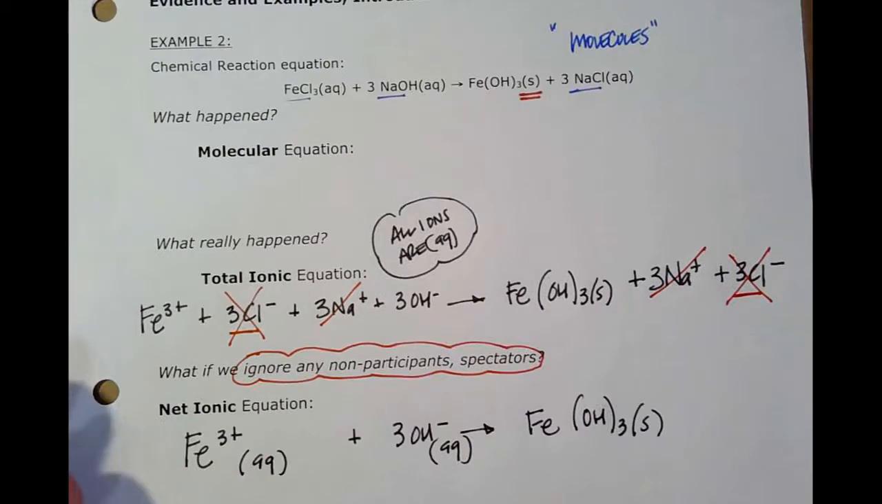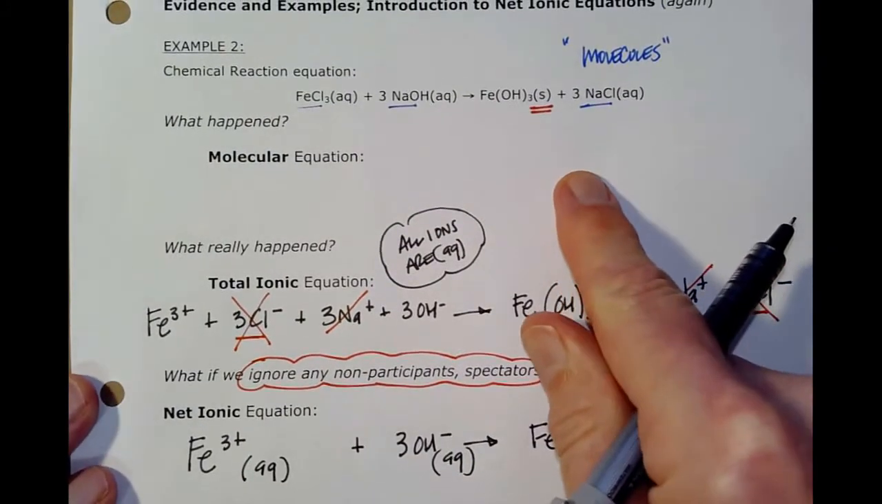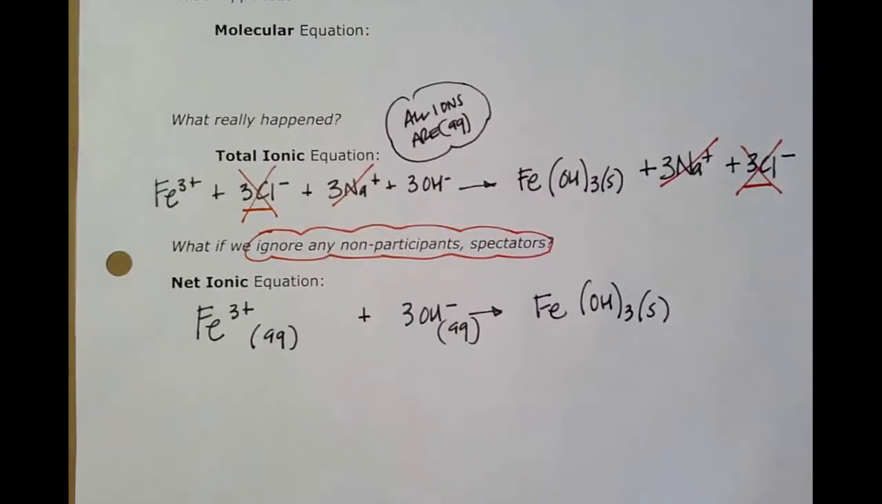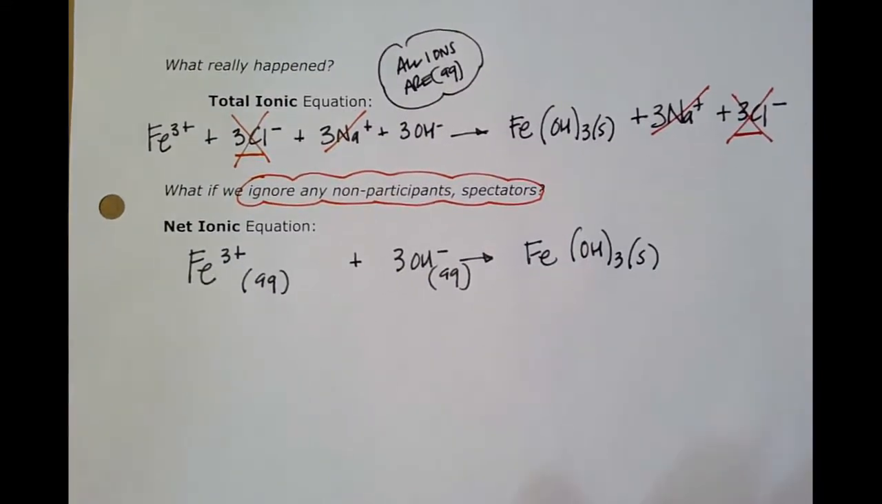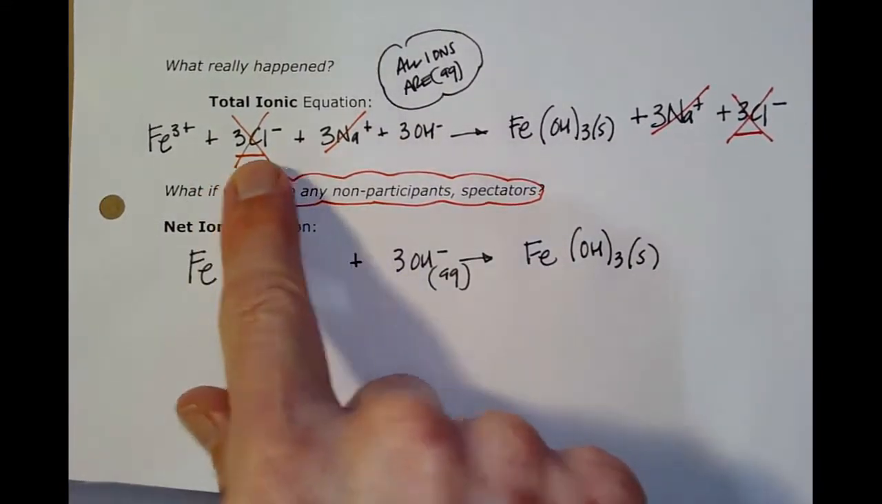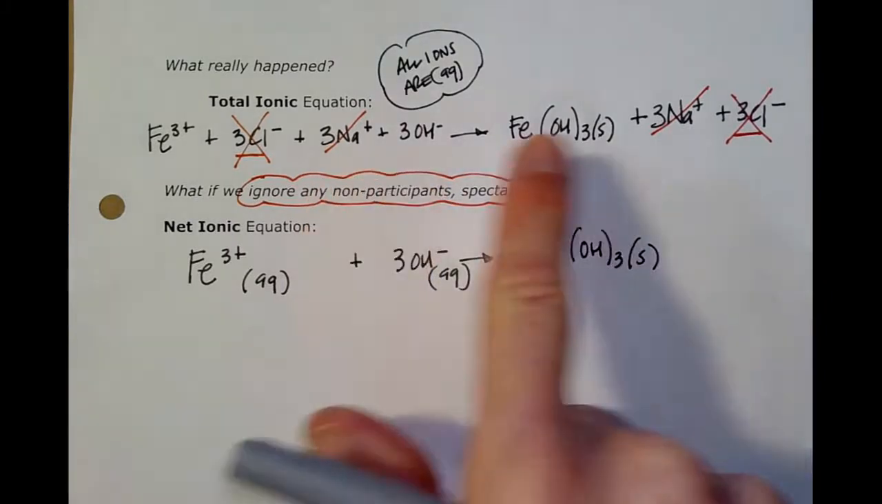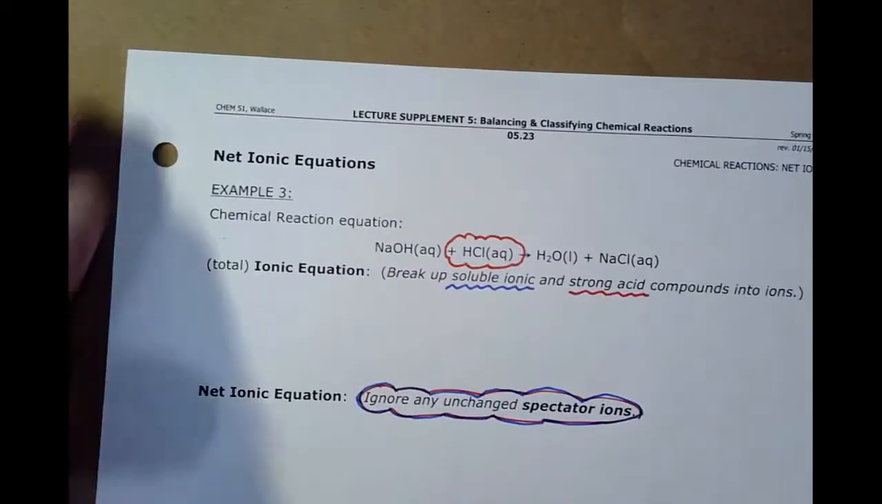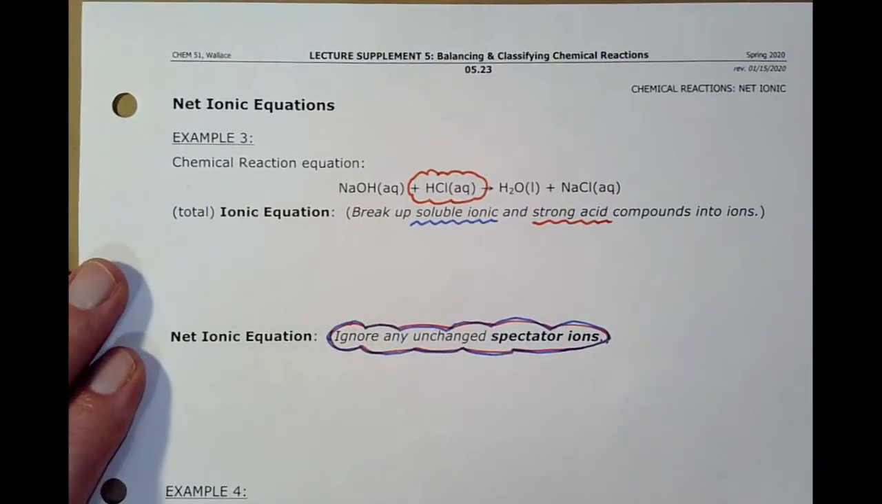So there we go. Molecular equation, it's balanced. I've got all the phases. Total ionic, I break up soluble ionic compounds. Net ionic is ignore anything that was unchanged. You can think of it as algebra. 3x, 3x. 3y, 3y. When they're the same on both sides, we can cancel them. Let's look at page 5.23. A little different, a little variation.